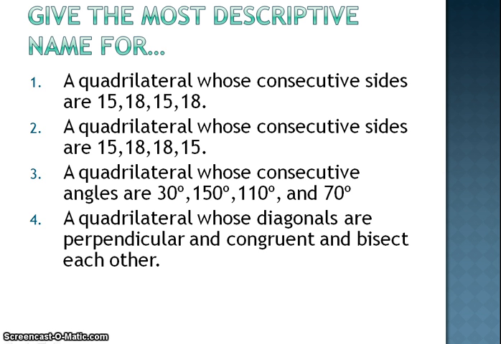Alright, let's give the most descriptive name for a quadrilateral whose consecutive sides are 15, 18, 15, 18. Now, it can be kind of hard to visualize this, so just draw yourself a non-assuming quadrilateral, not drawn to scale because you're not assuming anything. So we have 15, 18, 15, 18. I see that opposite sides are congruent. Therefore, my most descriptive name I can give it without any more information is going to be a parallelogram.